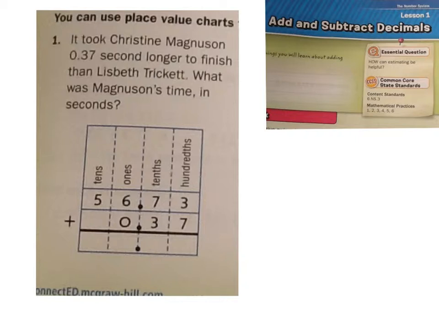When you add decimals, you need to make sure you line up the decimal points. That's the most important part of doing this. Once our decimal points are lined up like they are in this problem, we can go ahead and add. So 7 plus 3 is 10, plus 1 is 11. 6 plus 1 is 7. And 5 plus this would be a 0 is 5. So my answer is 57.10.